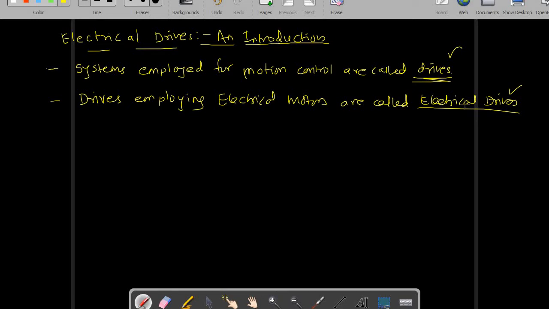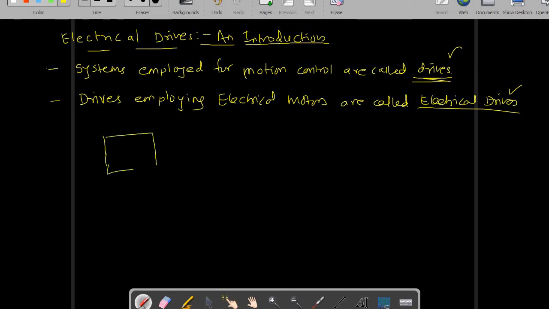So if we talk about the block diagram of electrical drive, we need to consider different components. What are these components? The first component is the source that is required for a drive to operate. Then there is a power modulator. Then we have a motor. Then load, sensing unit, control unit, and all these blocks are needed for realizing an electric drive. So if I connect this appropriately, I can get this type of block diagram.